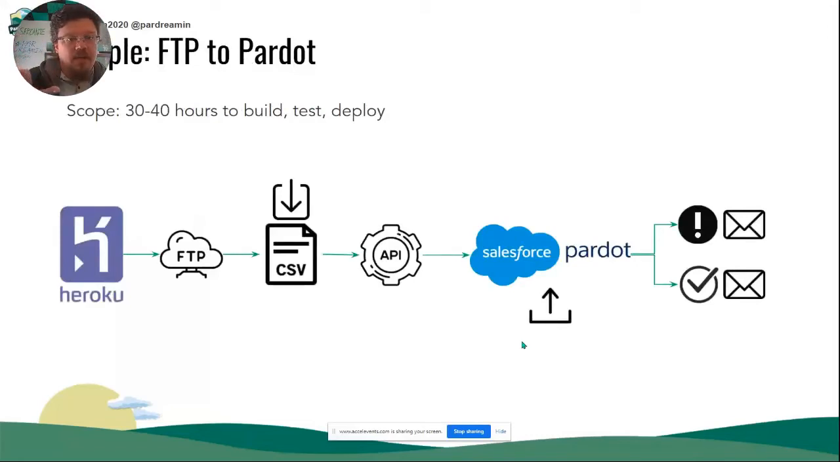FTP to Pardot, right? It sounds simple. There's a lot of moving pieces here. There's a lot of different things. This is why it takes 30 to 40 hours to do something that seems like it should only take an hour or two.